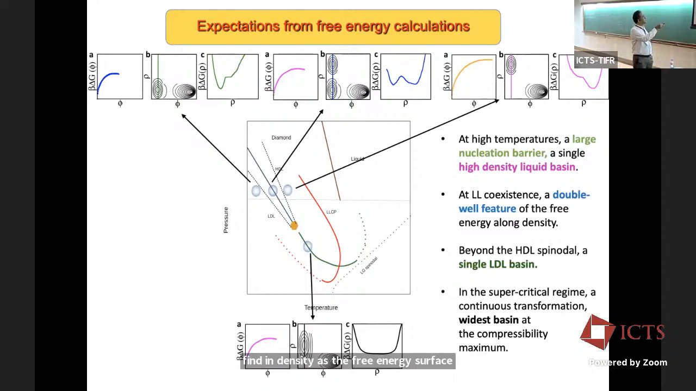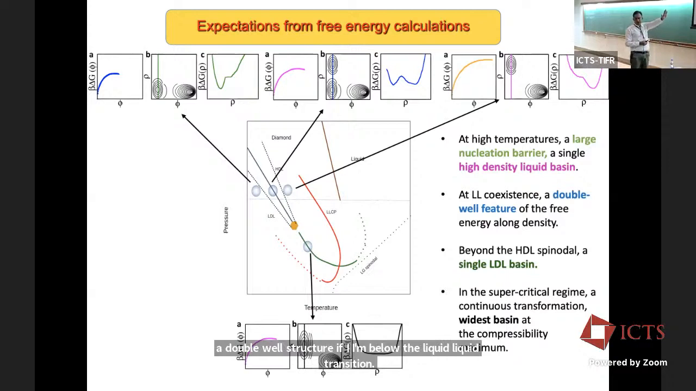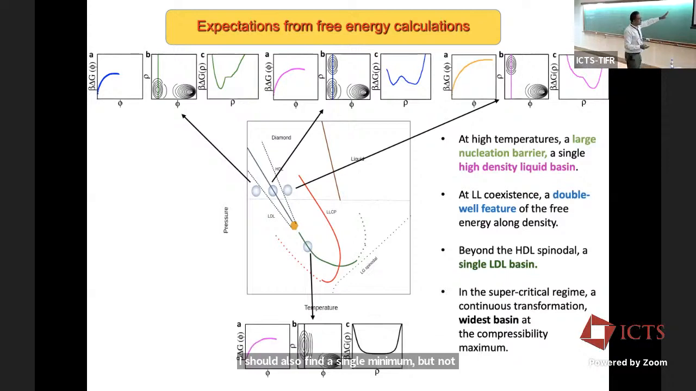So if I'm above the liquid-liquid transition, I should find only one minimum. If I'm exactly at the liquid-liquid transition, I should find a double well structure. If I'm below the liquid-liquid transition, I should also find a single minimum, but not at the same place. Okay, so the density is lower. On the other hand, if I'm sitting at some point which is supercritical, then I should find a flatter free energy minimum that sort of gradually moves as I vary the temperature or the pressure.